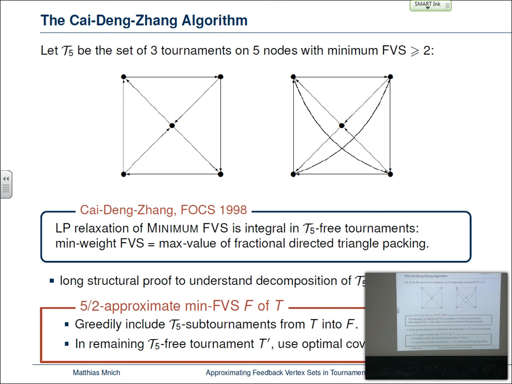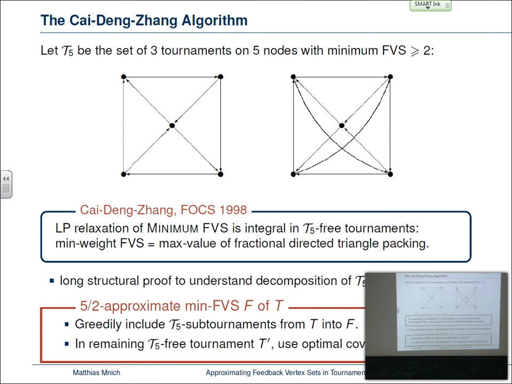That's what they do. And then the 5/2 approximation is quite easy once you have the structural result, because you greedily include all these 5-node tournaments. You always include 5 nodes into your approximate feedback vertex set, and you know that the optimum has to include at least 2. So you lose a factor of 5/2 in the beginning, and in the remaining T5-free tournaments, you just solve optimally. So that's how they do it.